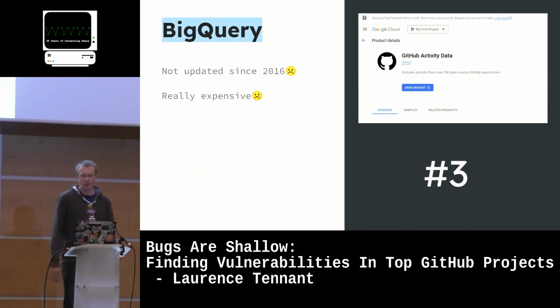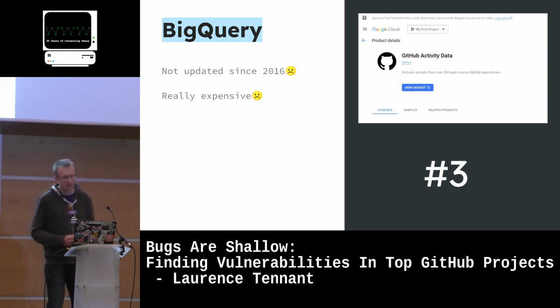But there were 2 massive problems with BigQuery for this. I found that the dataset hadn't been updated since 2016, and it's also really expensive. So Google give you $300 in free trial credit, which is very generous of them. But I found that the very first query that I ran against this data set cost me over $200. So obviously this was going to become too expensive very quickly.